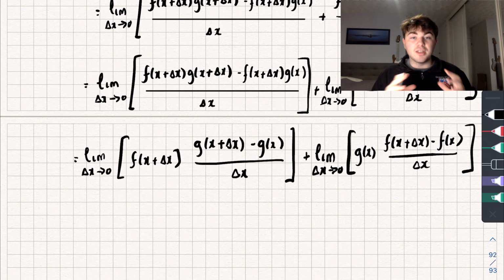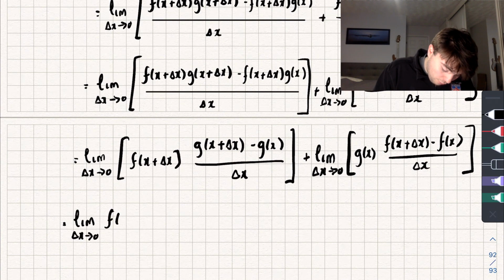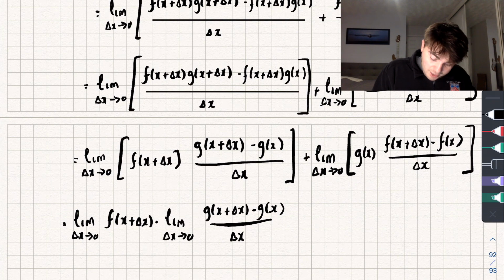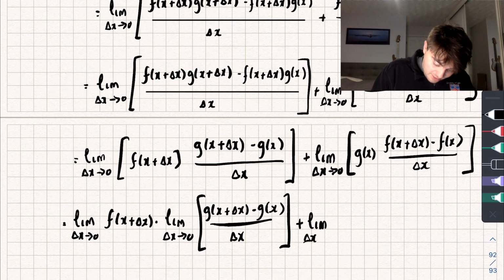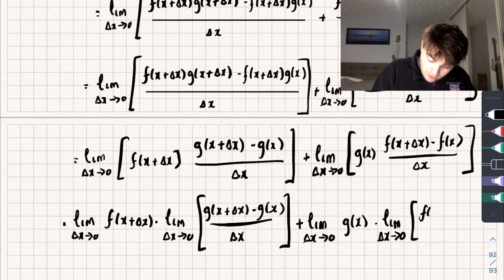And now again I can distribute this limit even more, so I could say this is equal to the limit as delta x tends to 0 of f of x plus delta x multiplied by the limit as delta x tends to 0 of g of x plus delta x, subtract g of x, all divided by delta x. Let's put this in square brackets just so it's very clear. Then I'm going to add on the limit as delta x tends to 0 of g of x multiplied by the limit as delta x tends to 0 of f of x plus delta x minus f of x, running out of space, all divided by delta x.